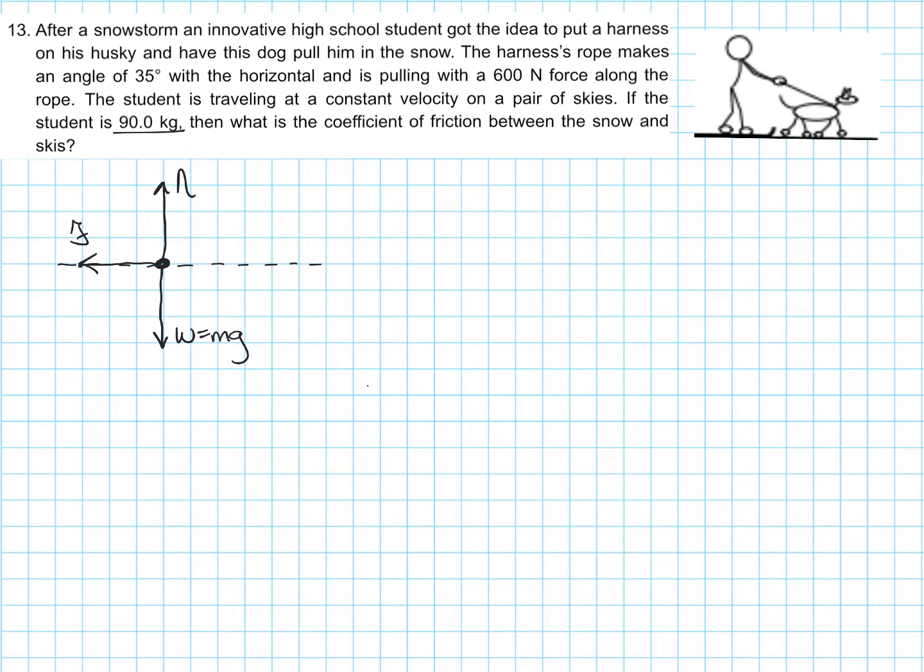So this pull, I wish I drew my free body diagram a little bit larger. So let's just exaggerate that a little bit. It's going to be like that. That's going to be our tension on the rope, or on the leash actually, for the free body diagram for the skier. All right, so that's my first free body diagram.